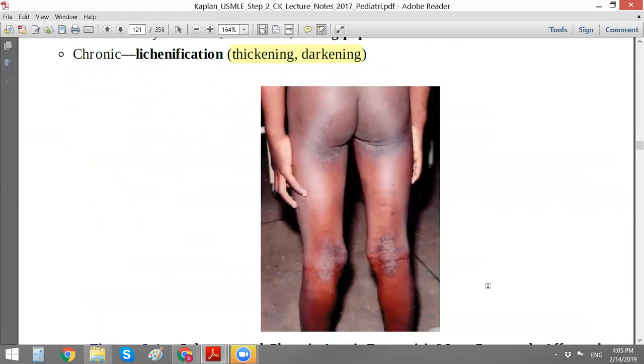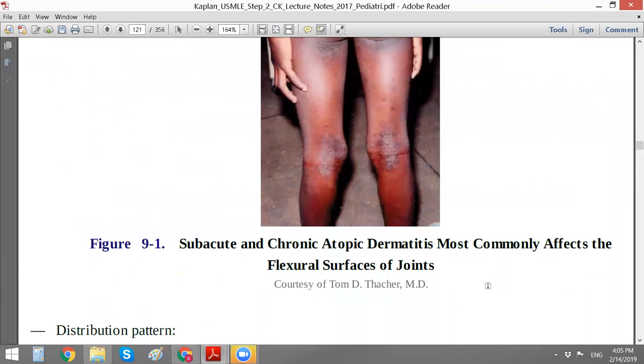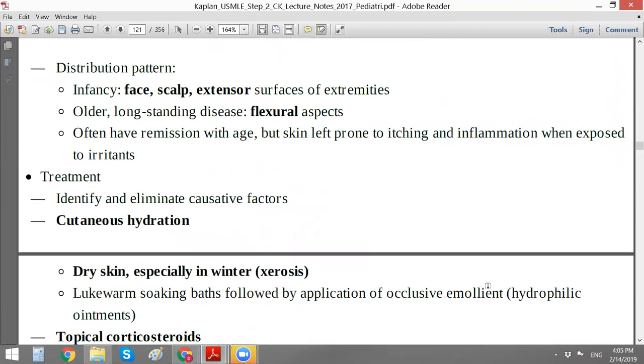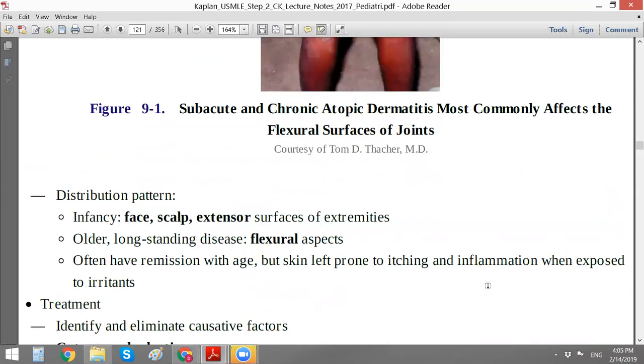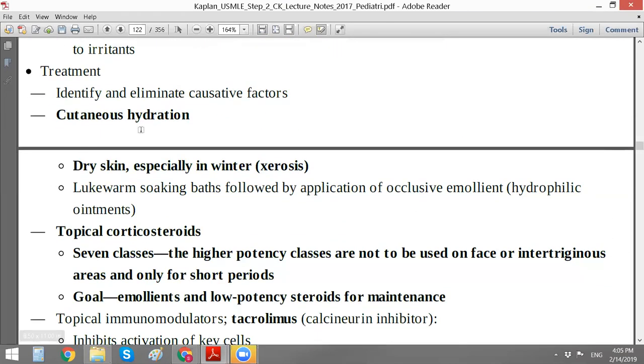Severe, subacute, and chronic atopic dermatitis most commonly affects the flexural surfaces of joints, then the face and scalp, where there is friction. Inflammation often lessens with age, but the skin is left prone to itching and inflammation when exposed to agents. Identify and eliminate triggers and use emollients, which give the biggest cutaneous hydration.